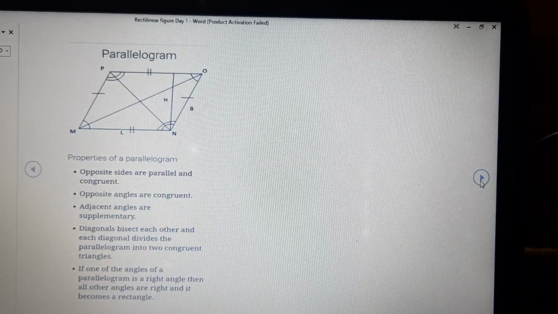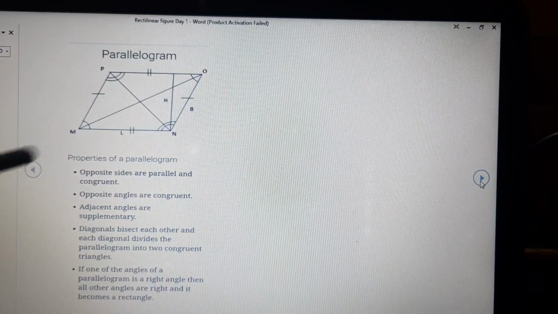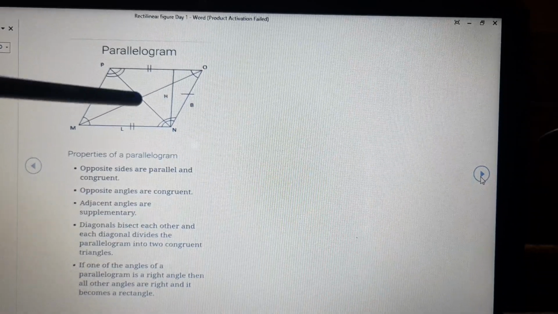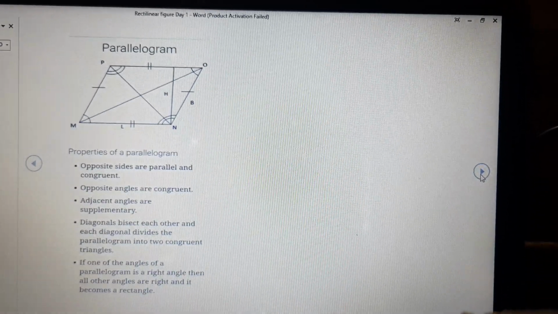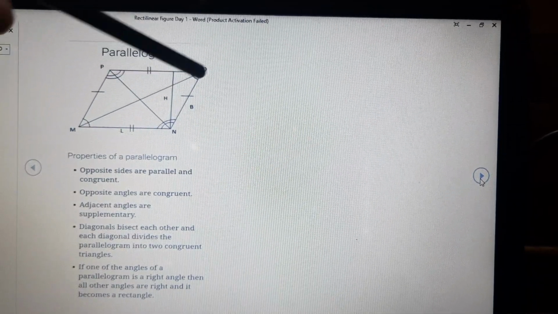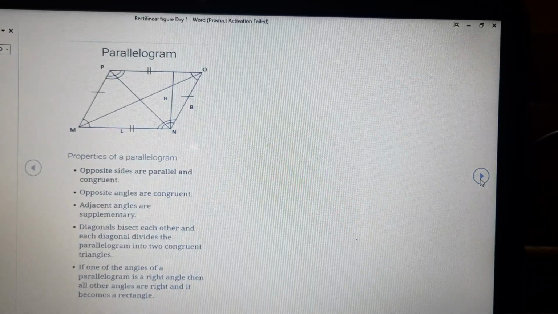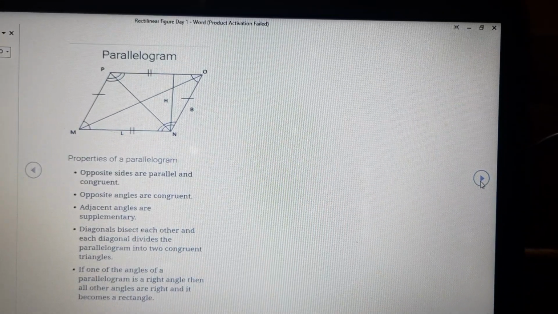Diagonals of a parallelogram bisect each other. Are you getting it? It means if we have a midpoint over here, the intersection point, suppose it is named A, then AM is equal to AO, AP will be equal to AN. Are you getting it? Fine.